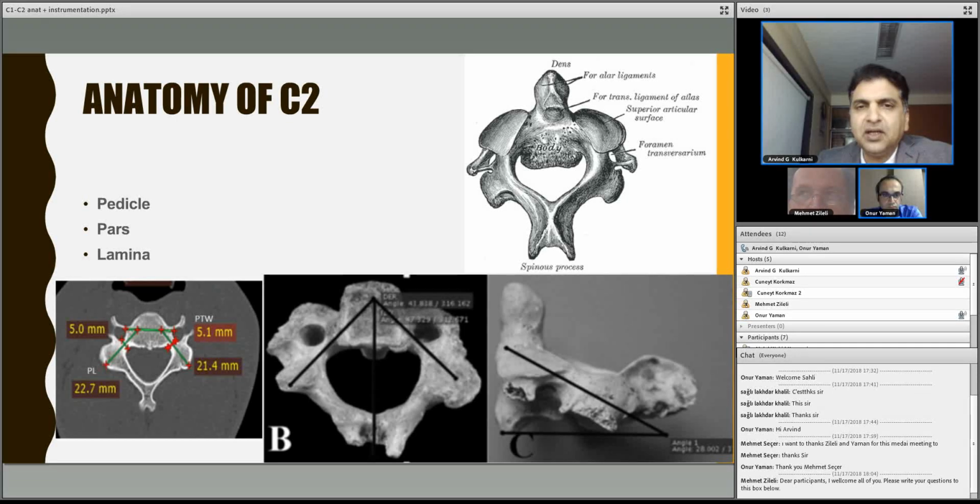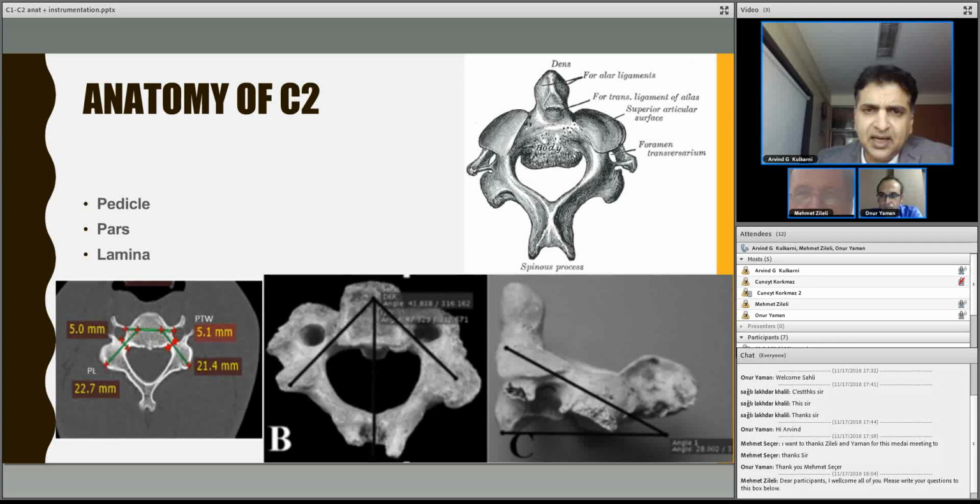If you have a type 1 dens fracture which is totally at the apex, it can be ignored. If you have a fracture at the waist of the dens, that is the narrowest part of the dens, most of the time this needs surgery because it is usually unstable and prone to non-union. And then you come to the type 3, that is at the base of the odontoid of the dens, where it joins the body of C2. So these kinds of fractures, because there is a large surface area, they tend to fuse. So these are usually conserved.